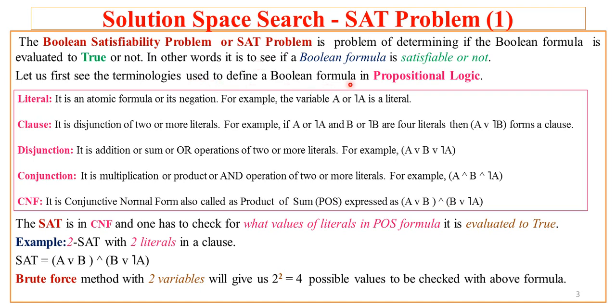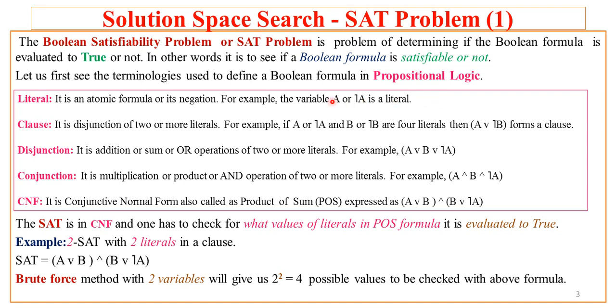let us first understand the basic terminology to define a Boolean formula in propositional logic. So let us understand some concepts. In a propositional formula there is something called a literal. What is a literal? A literal is an atomic formula or its negation. For example, if A is the variable which is used as a literal, then A or negation of A is a literal. That means you can use the variable A as a literal and its negation as a literal. You may have so many variables, like variables B, C.